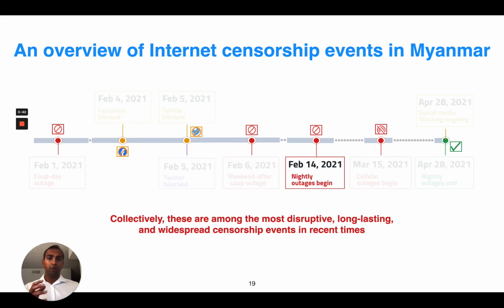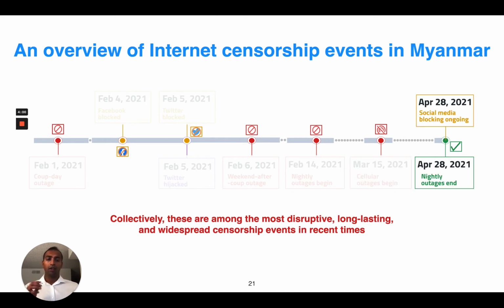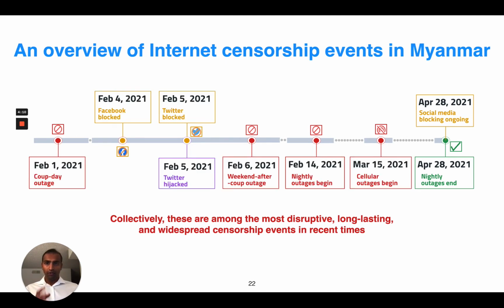And from the night of Feb 14th onwards, we observed nightly, country-wide internet outages for 72 continuous nights, where nearly all users in Myanmar were cut off from the internet. And in addition to these nightly outages, from March 15th onwards, cellular restrictions were imposed even during the daytime. It was only on April 28th that the nightly outages ended, but at the time of our study, social media blocks and cellular restrictions continued to remain in place. These events collectively are among the most disruptive, long-lasting, and widespread in recent times, and these censorship events operate at multiple layers of the network stack.